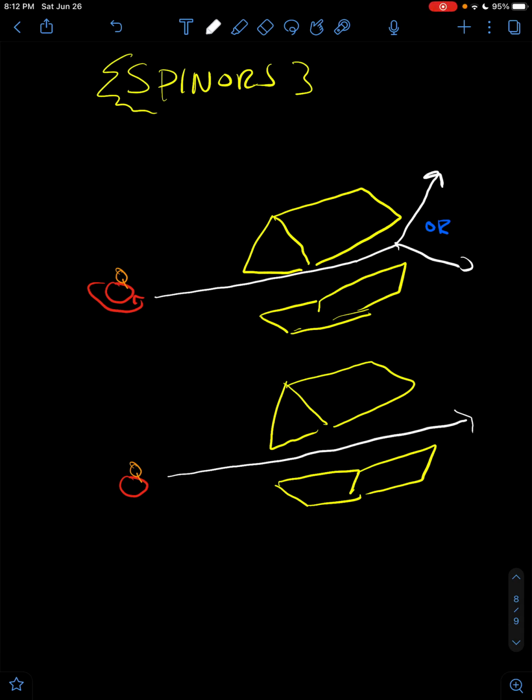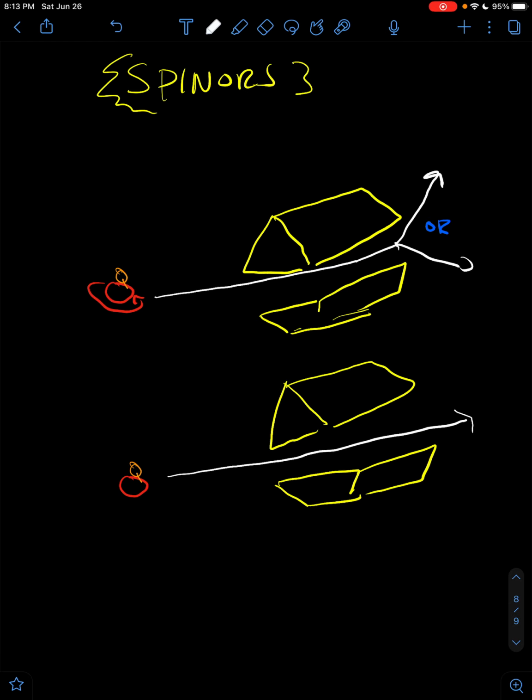Hello everyone. Today we will talk about what spinors are. Now to talk about spinors, we must first talk about the infamous Stern-Gerlach experiment. Here is a brief rundown of what the experiment demonstrates.